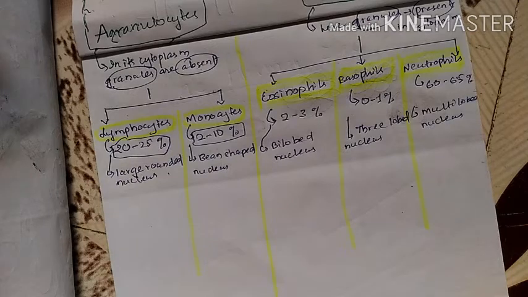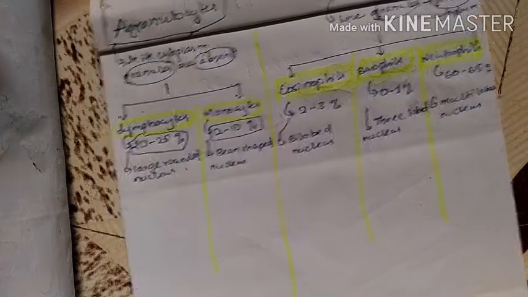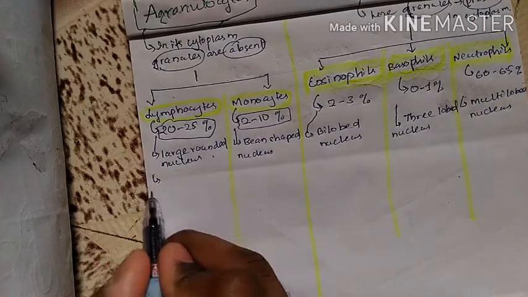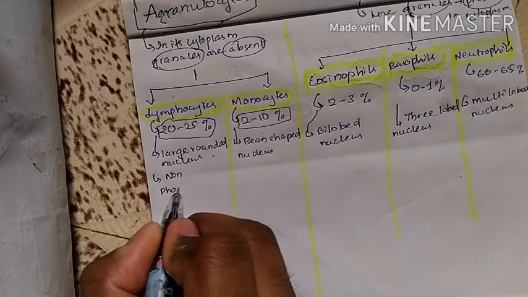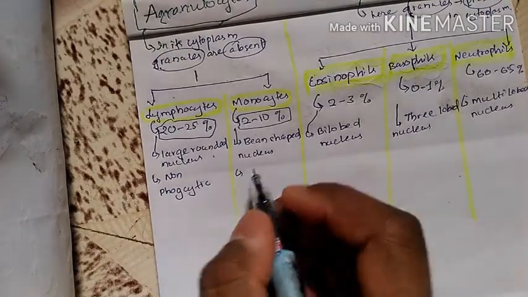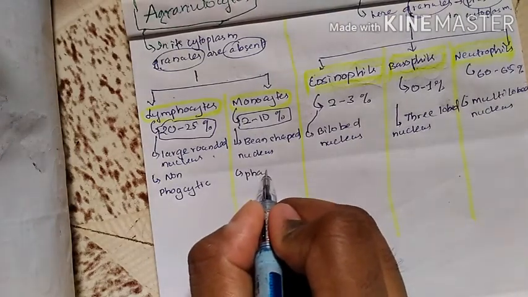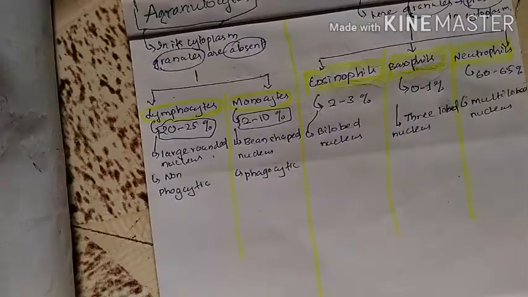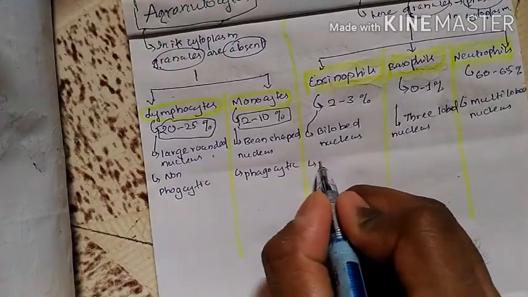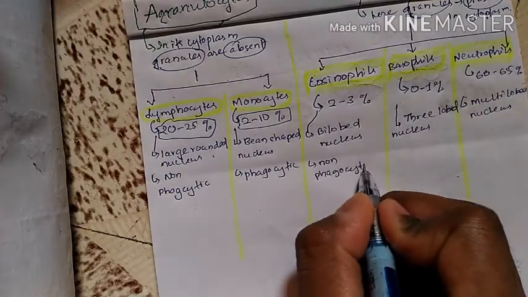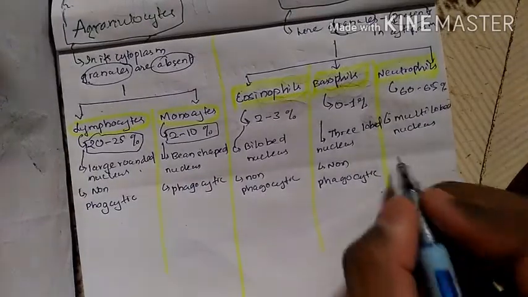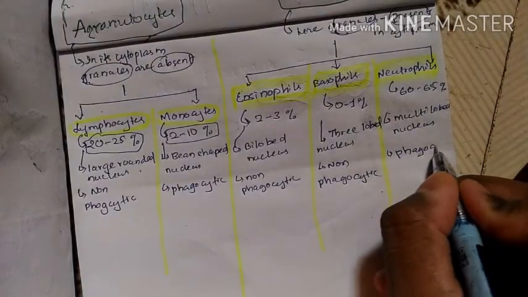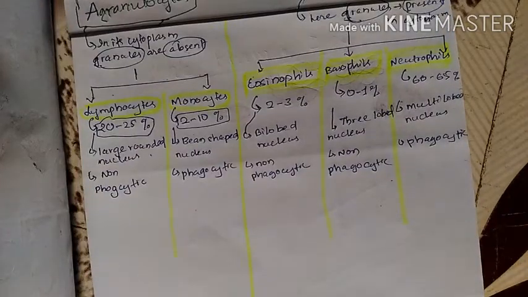Now we'll see which one is phagocytic and which one is not phagocytic. Phagocytosis means engulfing outside things or cell debris, the stranger cells. Lymphocyte is non-phagocytic. Monocyte is phagocytic, meaning it engulfs foreign materials like bacteria or any strains. Eosinophils are non-phagocytic, basophil is non-phagocytic, and neutrophil is phagocytic. So the blood cells that are phagocytic are monocytes and neutrophils. These two cells are phagocytic, and the rest three are non-phagocytic.